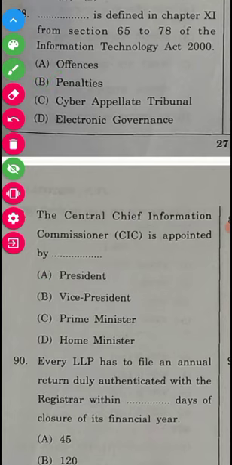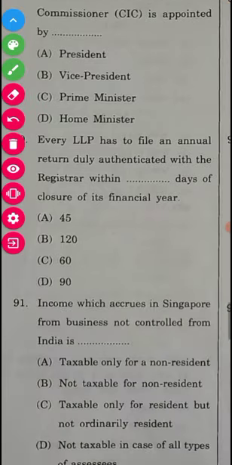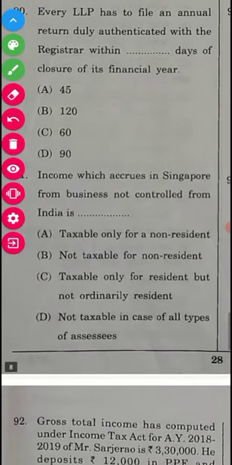So let's move on to question number 90. Every LLP has to file an annual return duly authenticated with the registrar within dash days of closure of its financial year. So it is within 60 days of closure of its financial year.